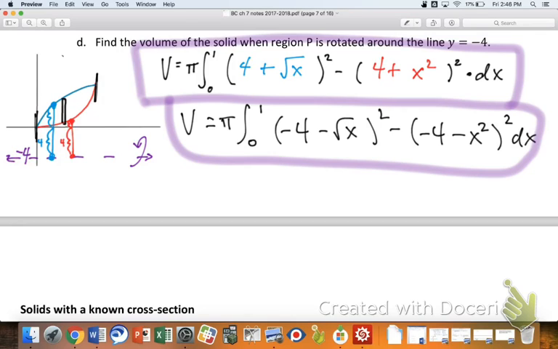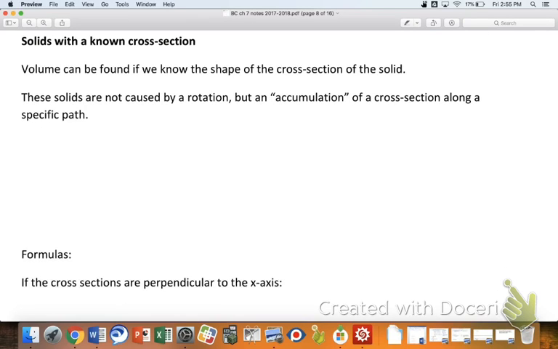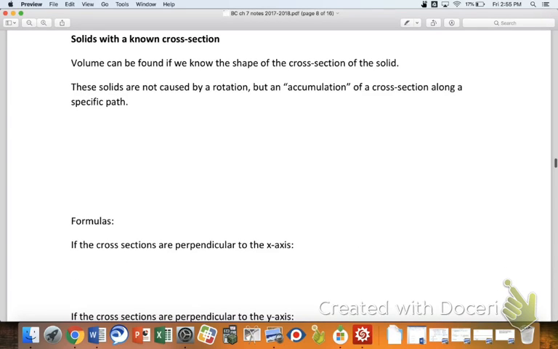Okay, so let's take a look at the final topic in 7.2, and that is solids of a known cross-section. I like these two. I would like to give you some illustrations, and these are purposefully hand-drawn. On Monday I'll show you some high-tech versions, but I thought I would try to give you a sense of what we're doing here. Like I said, these are not caused by any kind of rotation, but an accumulation of cross-sections.